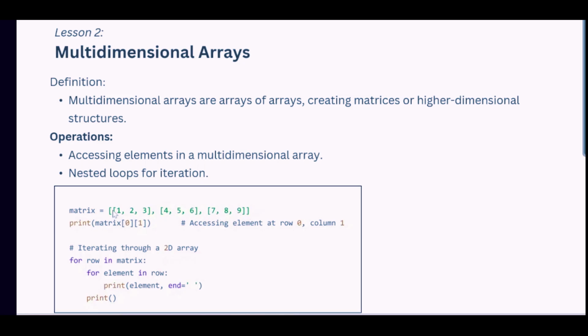And if you want to access this element, this 2, then you have to write the matrix with the 0th index, which will represent this row, and this one will represent the first index. So it will return 2, okay. These are examples of multi-dimensional arrays, which will be very helpful whenever you have to represent any matrix type of data, okay.